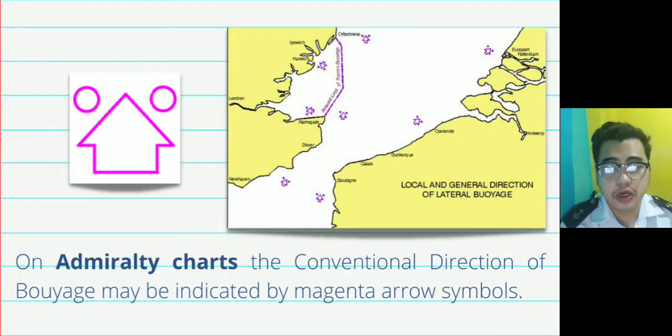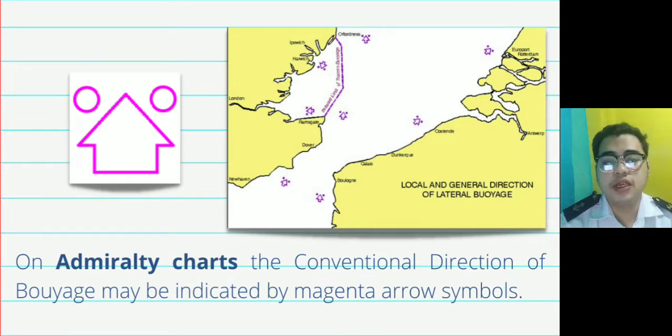On Admiralty charts, the conventional direction of Bouyage may be indicated by magenta arrow symbols, just like what you can see on the slide. In some straits, for example the Menai Strait and the Solent, and in some open sea, just like off the Irish coast at Malin Head, where the direction changes, attention is drawn to its reversal by magenta arrow symbols confronting each other.